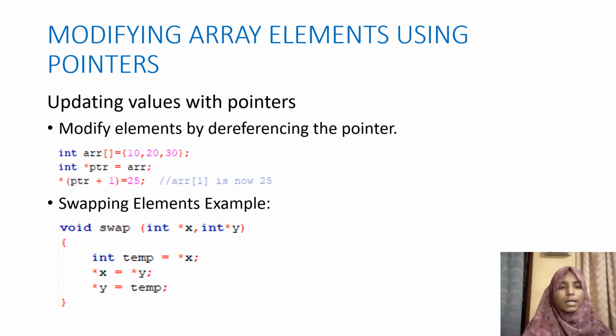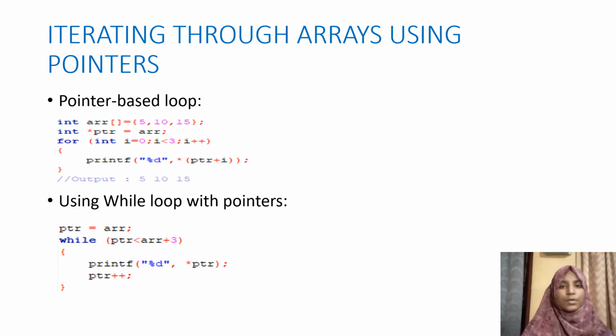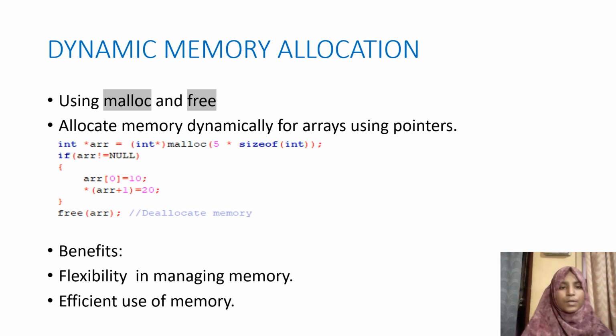Here you can see an int array of elements. The initialization is done with 10, 20 and 30. Here the modification of elements is done by dereferencing the pointer. Now swapping of elements is done by using the below logic. Iteration through arrays using pointers is based on loops. In the above case a for loop is used, and in the below case a while loop is used for the iteration.